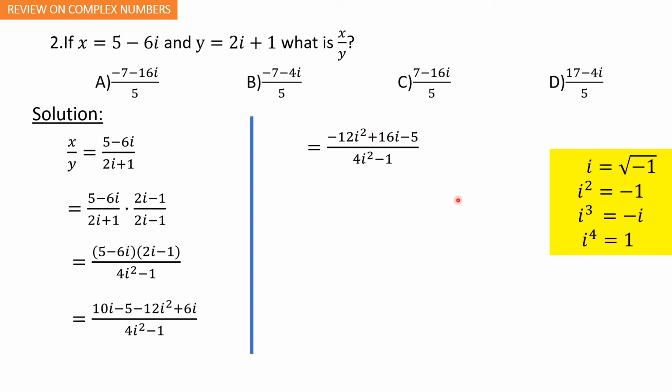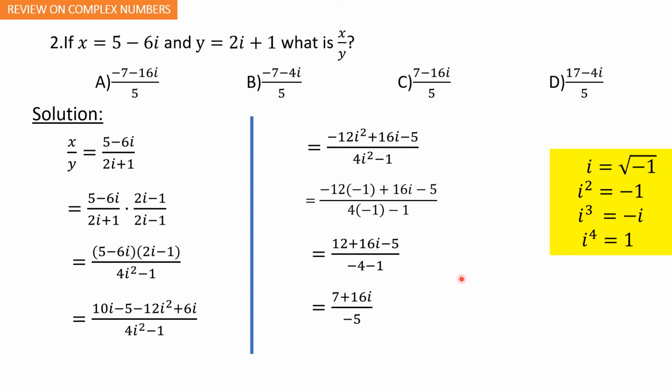Ngayon, alam na natin yung value ng i square. So, let us check here. Our i square is equal to negative 1. So, anong gagawin? Let us substitute. In replace to i square, we have negative 1. Yan, nakalagay na. Now, we are ready to simplify again. Negative 12 times negative 1, we got positive 12 and then plus 16i minus 5. All over, what is 4 times negative 1? That is now negative 4 minus 1. So let us put together 12 and negative 5. We have here positive 7 plus 16i over negative 5.